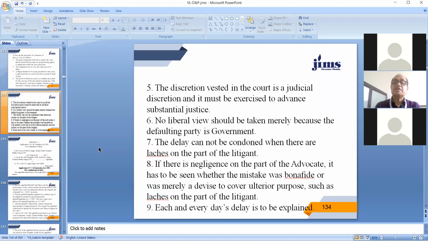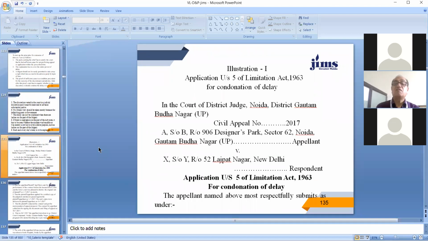5. The discretion vested in the court is a judicial discretion and it must be exercised to advance substantial justice. 6. No liberal view should be taken merely because the defaulting party is a government. 7. The delay cannot be condoned when there are laches on the part of the litigant. 8. If there is negligence on the part of the advocate, it has to be seen whether the mistake was bona fide or was merely a device to cover an ulterior purpose, such as laches on the part of the litigant. Number 9. Each and every day's delay is to be explained under Section 5 of the Limitation Act.